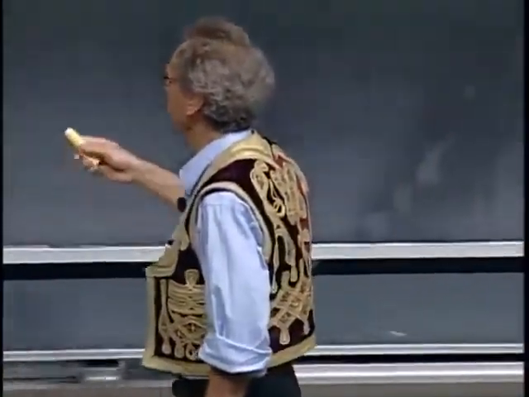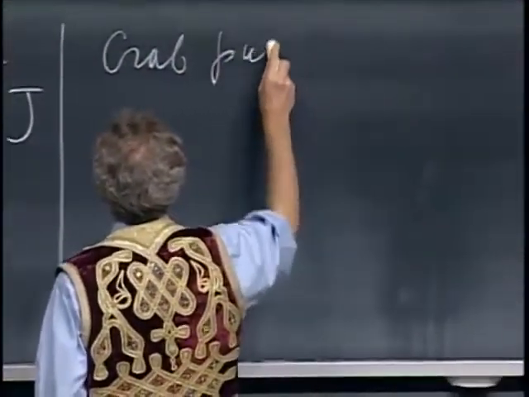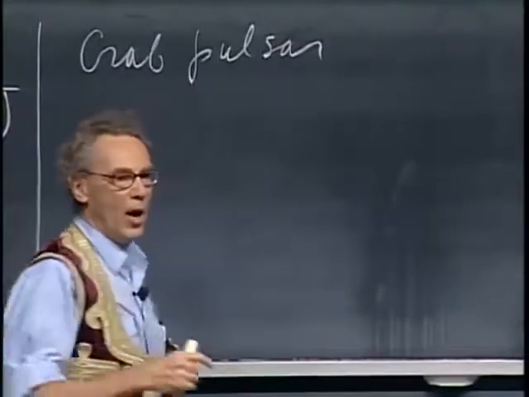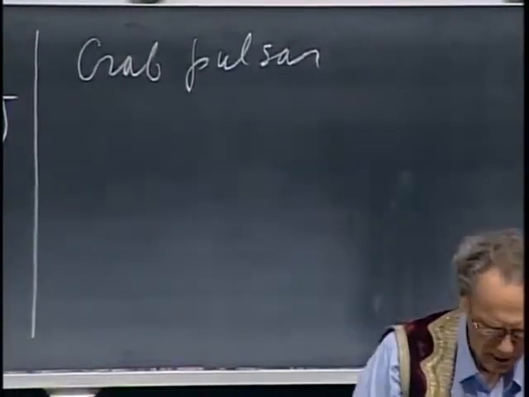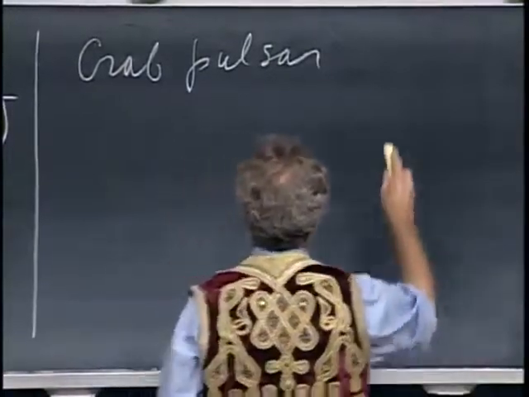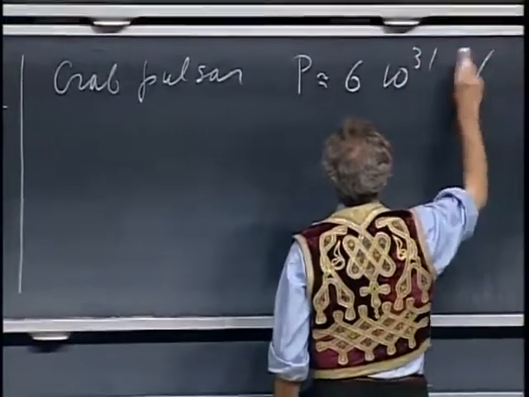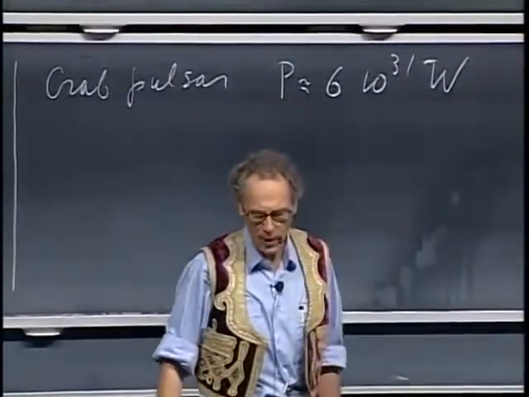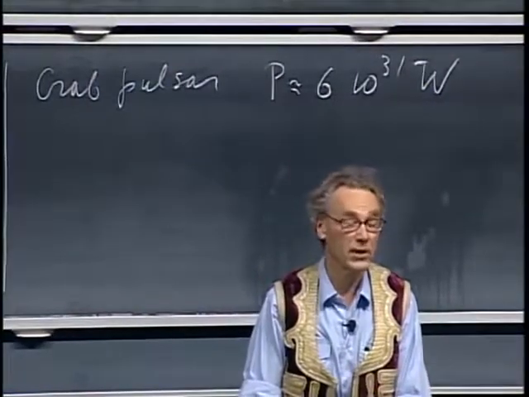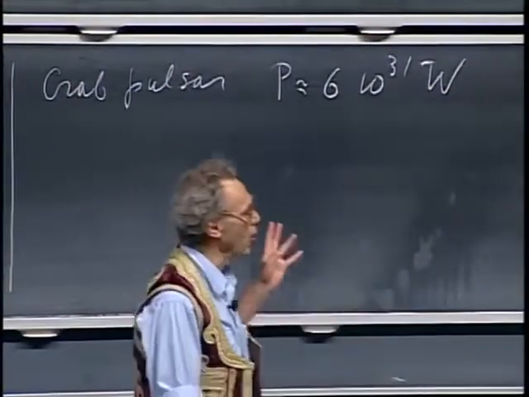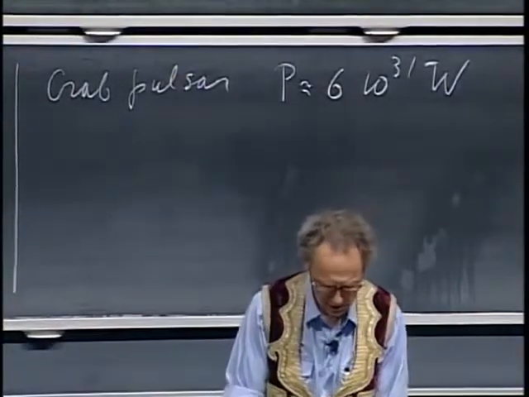If you take the Crab pulsar and calculate how much energy comes out in X-rays and gamma rays and everything that you can observe in astronomy, then you find that it has a power, roughly, of about 6 times 10 to the 31 watts. It's a phenomenal amount if you compare that with the sun, by the way. The sun is only 4 times 10 to the 26 watts. So the Crab pulsar alone generates about 150,000 times more power than the sun.